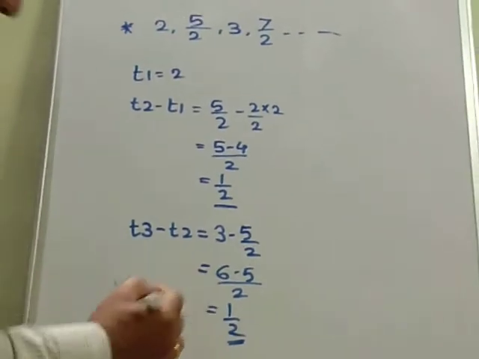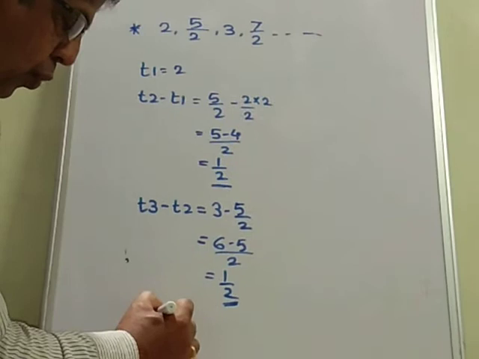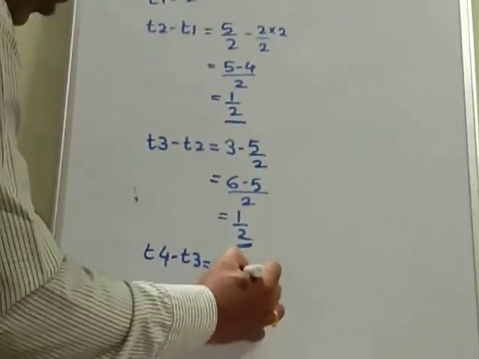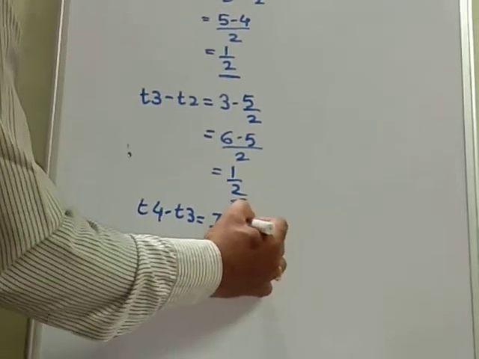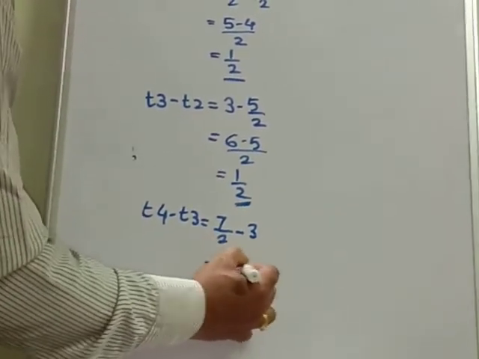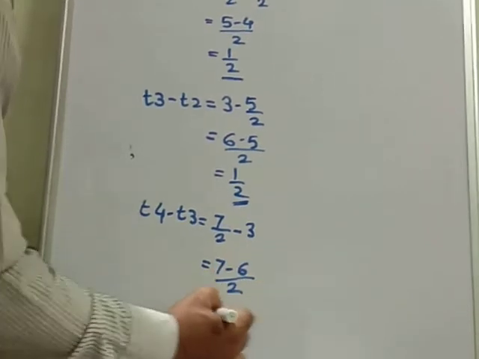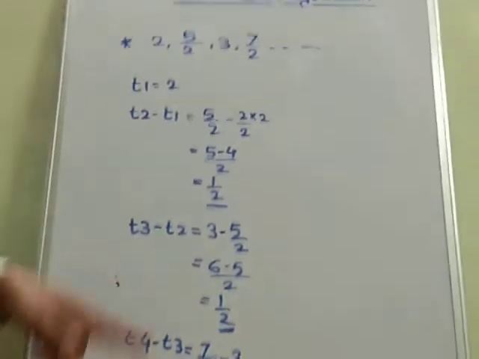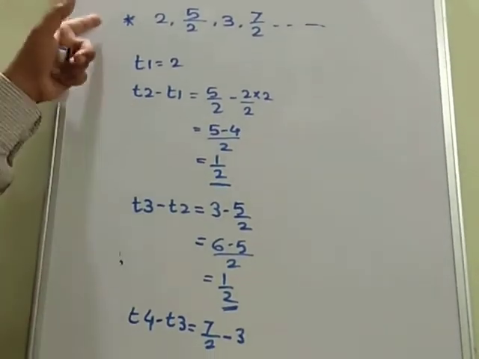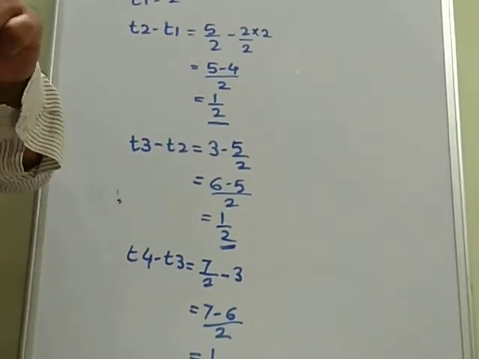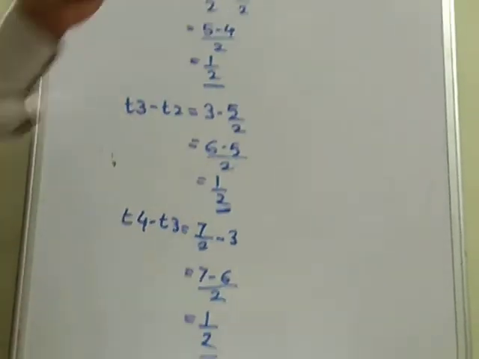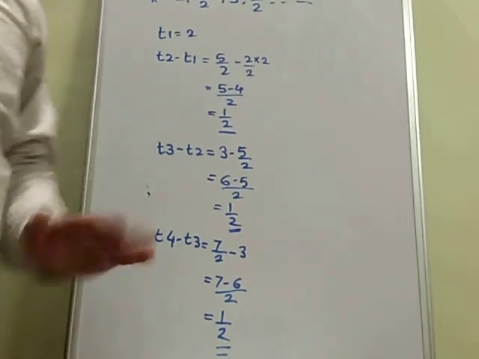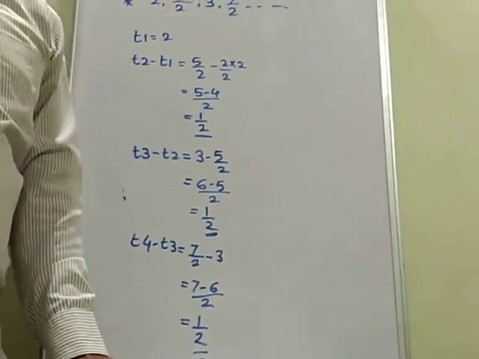Okay, another, we go ahead. T4 minus T3: T4 is 7 by 2 minus T3, which is 3, so 7 minus 6 divided by 2. What is the difference? 1 by 2. I showed you that each and every term's difference is the same. So this is an arithmetic progression and the common difference is 1 by 2. Okay, here we stop and in the next video we continue with the next point.